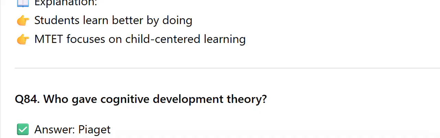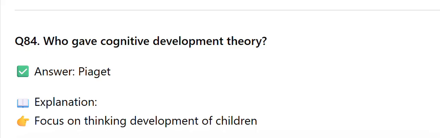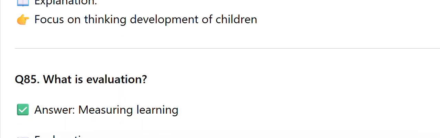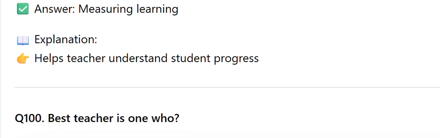Who gave cognitive development theory? Answer: Piaget. Cognitive development theory focuses on thinking development of children. What is evaluation? Evaluation is measuring learning. It helps teacher to understand student progress.